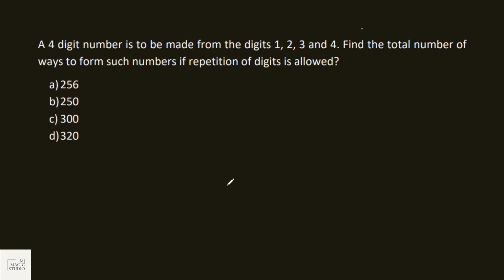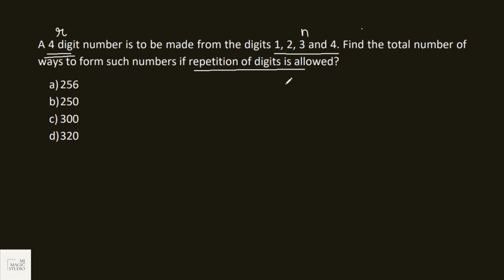And again, we are starting with classical sample questions of permutation combination. A 4-digit number is to be formed from the digits 1, 2, 3, 4. How many digits are there? N digits are there. A 4-digit number, suppose an R digit number is to be formed and 0 is not there. Find the total number of ways to form such number if repetition is allowed.